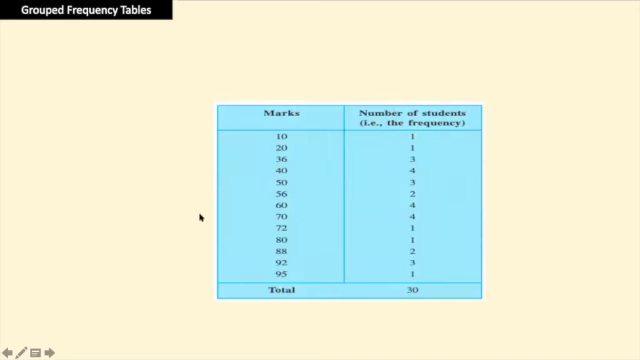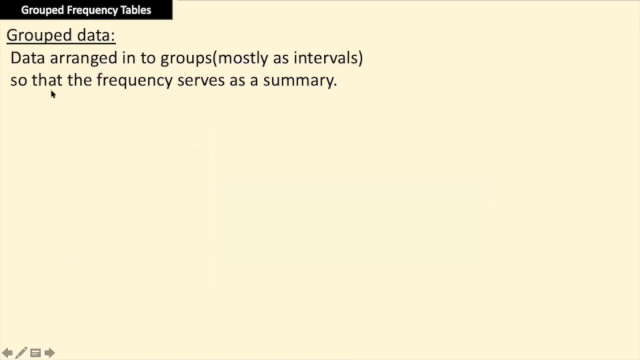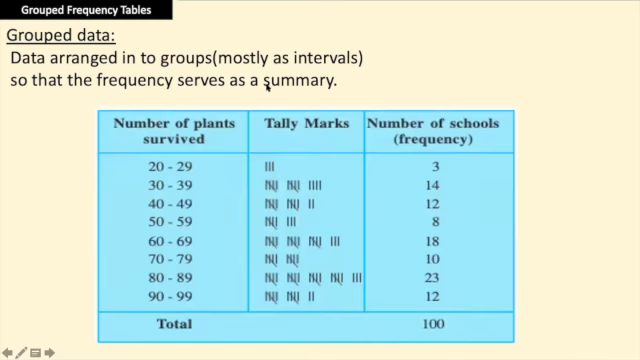Another example. People used to get confused, is this grouped or ungrouped? This is ungrouped because it is not arranged into intervals or categorized in special groups. So this is still ungrouped data. So you might wonder, what is grouped data? Grouped data is data arranged in groups, mostly in intervals, so that the frequency will give us the summary of each interval. Let us see an example here.